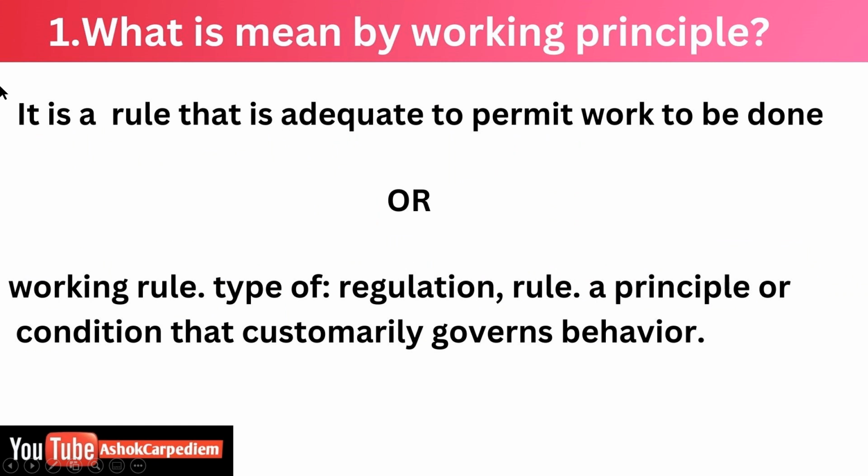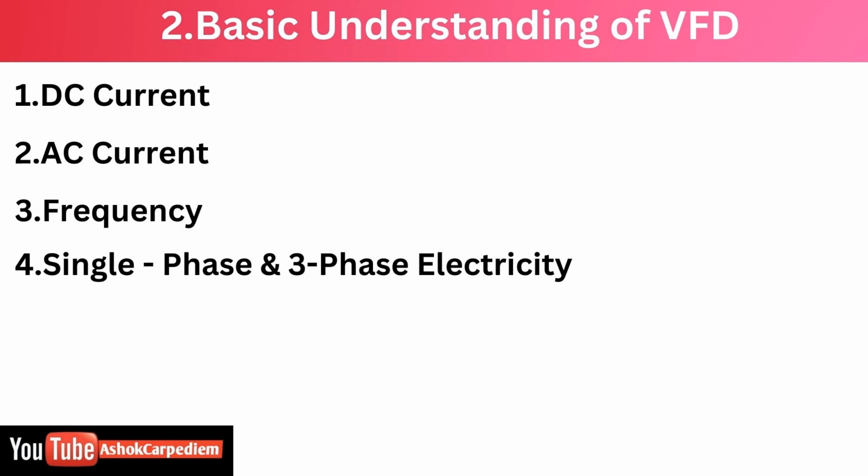You should know this. It is a rule that is adequate to permit the work to be done, meaning any rule on how it will make a device run. Otherwise, it is a working rule, a type of regulation, a principle or a condition that customarily governs behavior. How one device should work, it will tell. That is called the working principle.